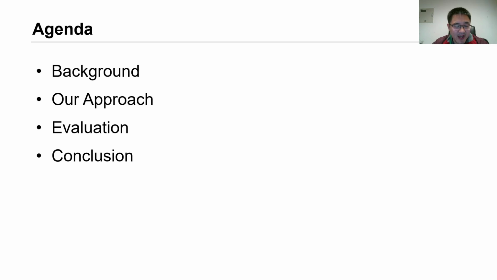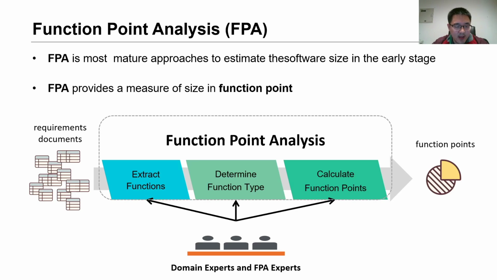First, I begin the presentation with the background. In industrial practice, it is important to have a reliable cost estimation before software systems are actually built. One of the most popular approaches is function point analysis. In function point analysis (FPA), given a requirement, the functions are manually extracted from requirements. Then, the expert will determine the function type and calculate the function point based on the extracted functions.